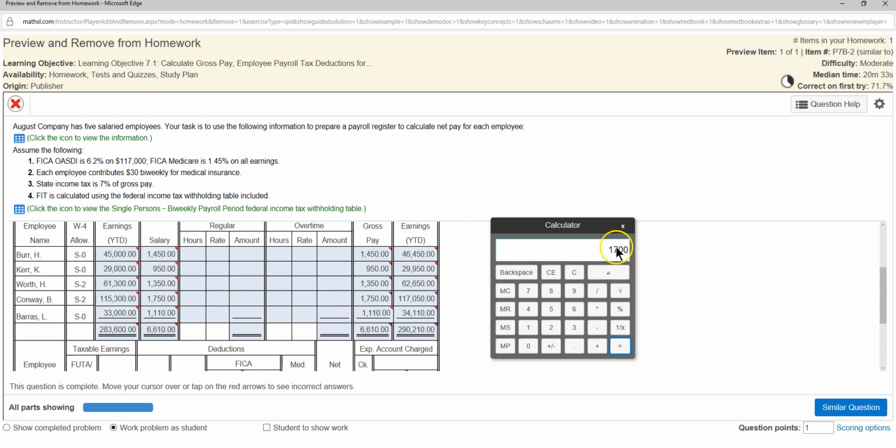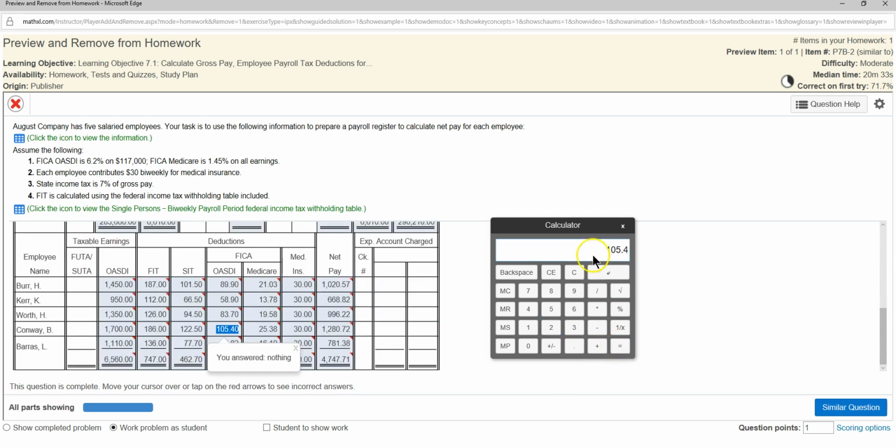Now with my calculator, I have to take 6.2% of that $1,700. So I'll just use the multiplier here, that's the star. That would be 0.062, or you could hit 6.2 and hit your percent button and get the same answer. And that is $105.40, which is the amount that you would put in your deduction for OASDI in the payroll register. Everybody else gets hit for the full 6.2%.